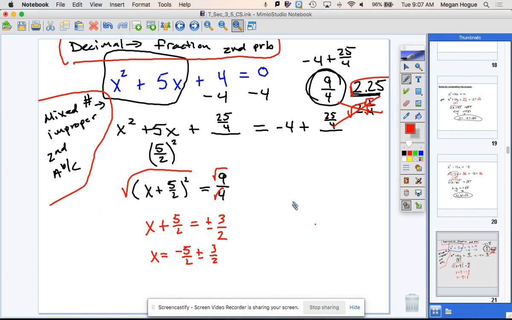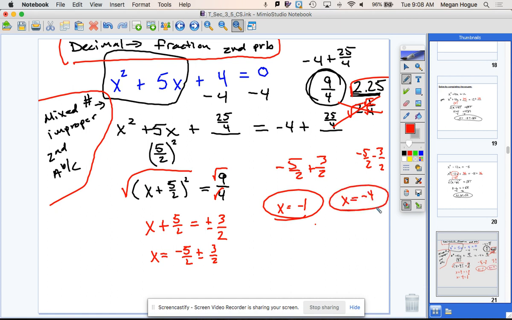All right, so we've got to do negative 5/2 plus 3/2. Let's see, that's negative 2/2, so that's negative 1. Negative 5/2 minus 3/2, that's negative 8/2, so that's negative 4.